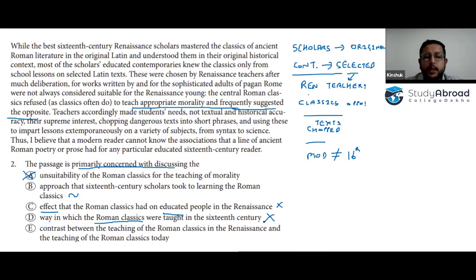Last one, answer choice E. Contrast between the teaching of Roman classics in Renaissance and teaching of Roman classics today. So see, it is not about the Roman classics. It is about the ancient Roman poetry and the proses, right? So no, that is again, since the teaching of Roman classics is not there, we have to eliminate this one as well. So what will be the right answer?